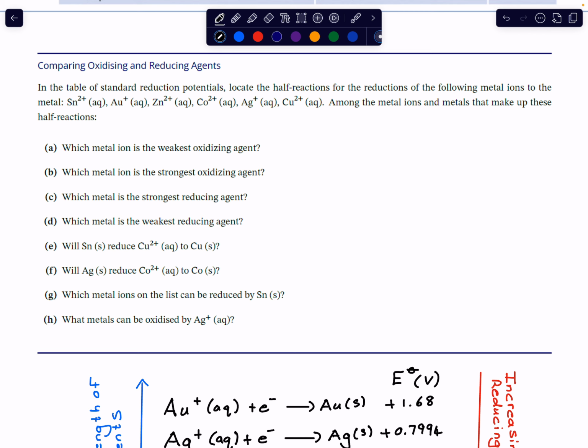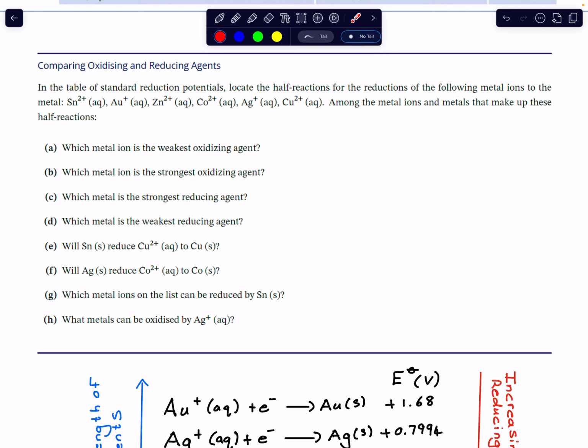So our first step is to rank them according to which is the weakest oxidizing agent and the strongest oxidizing agent for these ions that we are given the list of. So we're looking at tin, gold, zinc, cobalt, silver, and copper. And then we need to look at the strongest and weakest reducing agent of the list.